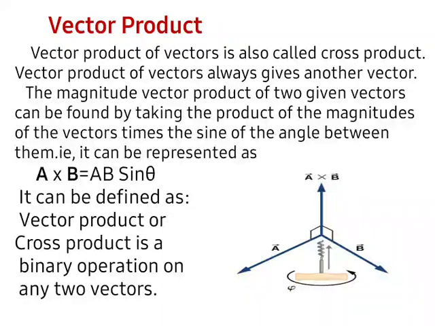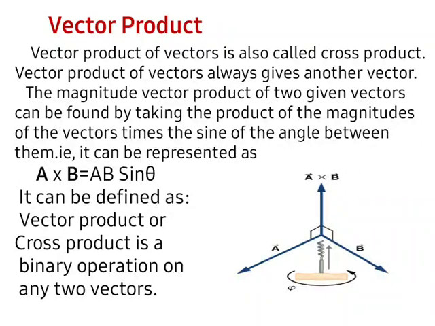Next discussing part is vector product. What is vector product? It is a binary operation on two vectors. It is also called as cross product. The vector product of any two vectors will give another vector whose magnitude can be found by taking the product of the magnitude of two vectors times the sine of the angle between these two vectors.